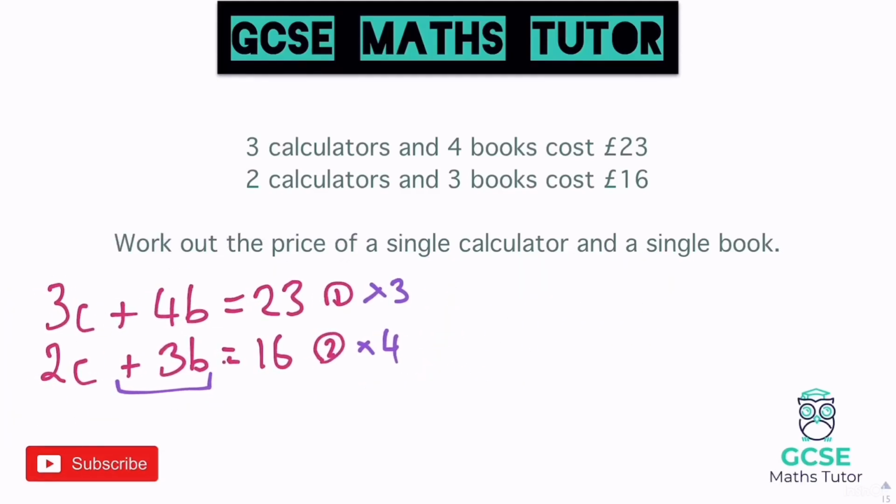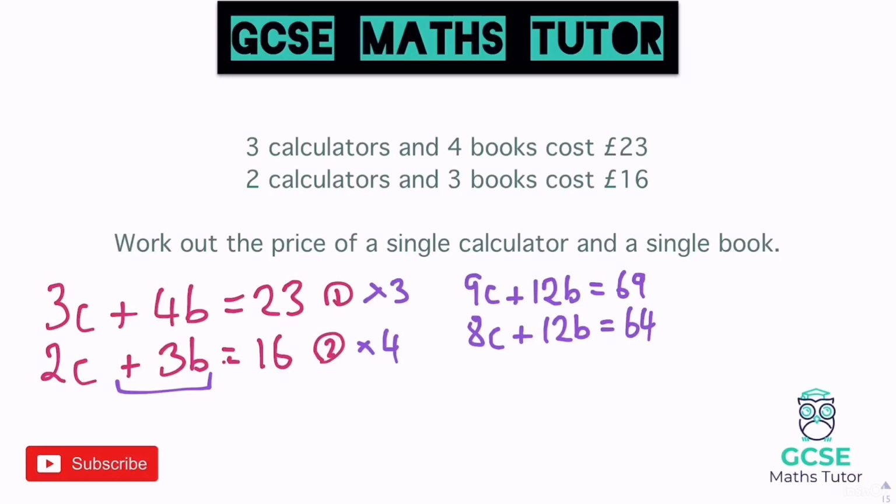Okay, so multiplying the top one by 3, we get 9C plus 12B, and 23 times 3 is 69. Onto the one below, multiplying them by 4, we have 8C plus 12B, and 16 times 4 is 64.